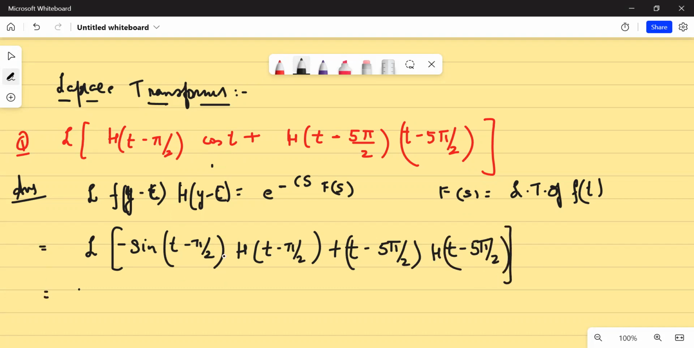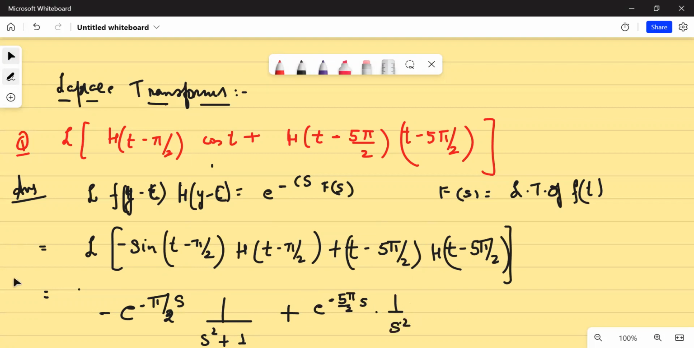And now what will it yield? It will yield e to the power minus pi by 2 s into F of s. What is F of s? It is the Laplace transform of sine. The Laplace transform of sine is 1 upon s square plus 1, and there should be a negative sign. Plus, the Laplace transform of the second term will be e to the power of minus 5 pi by 2 s into the Laplace transform of t, which is simply 1 upon s square. So this is how you do the questions.